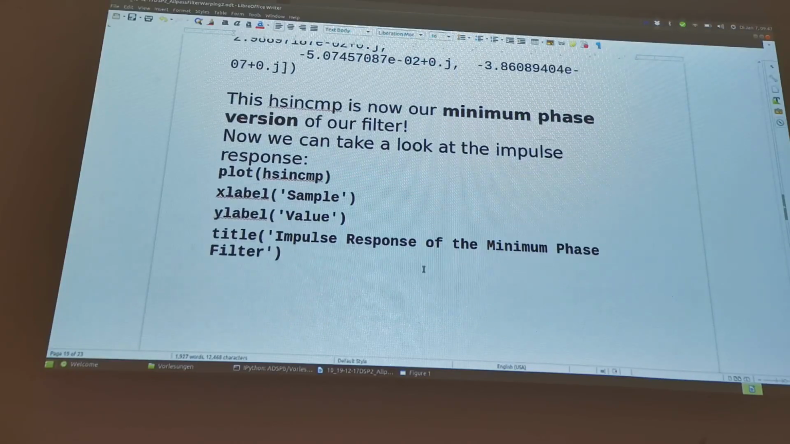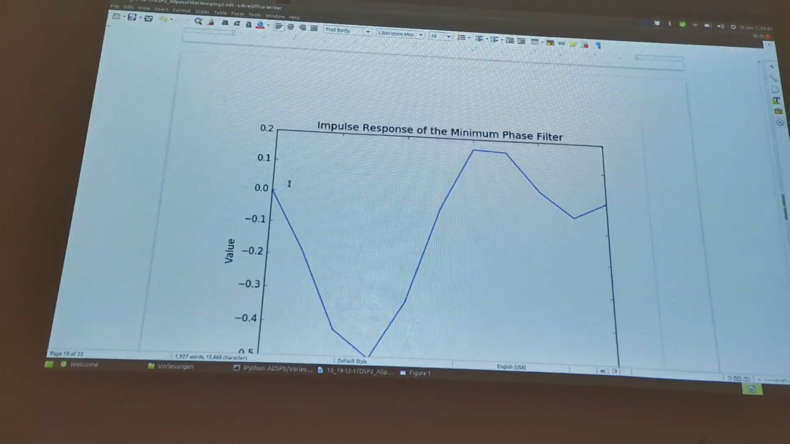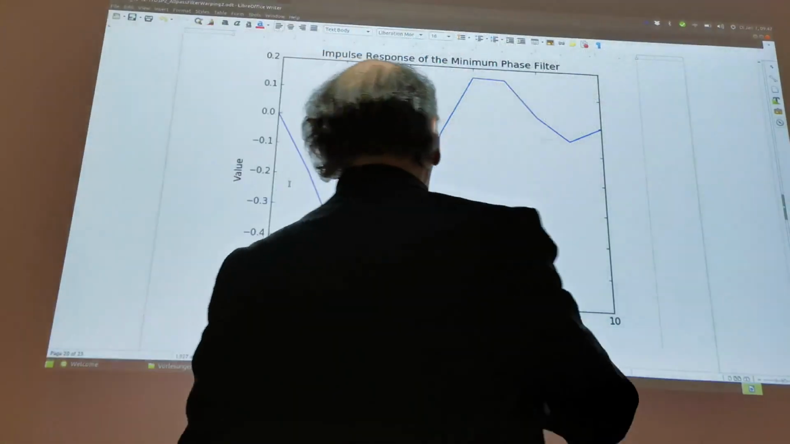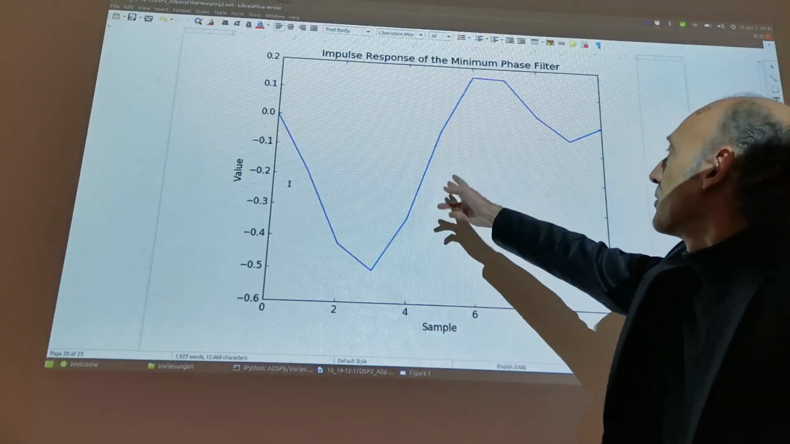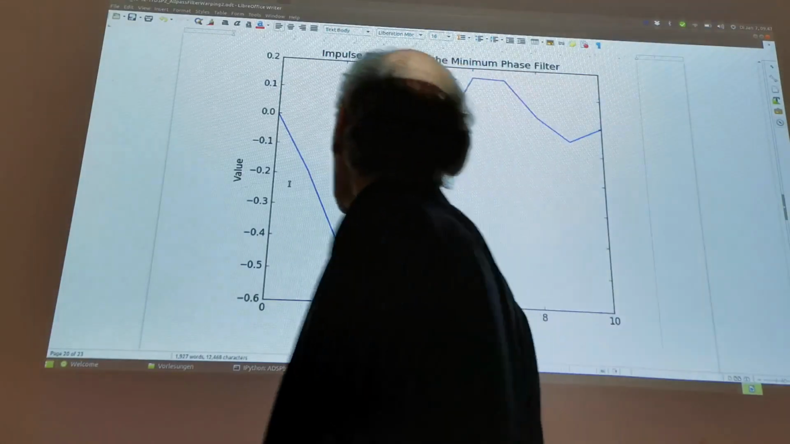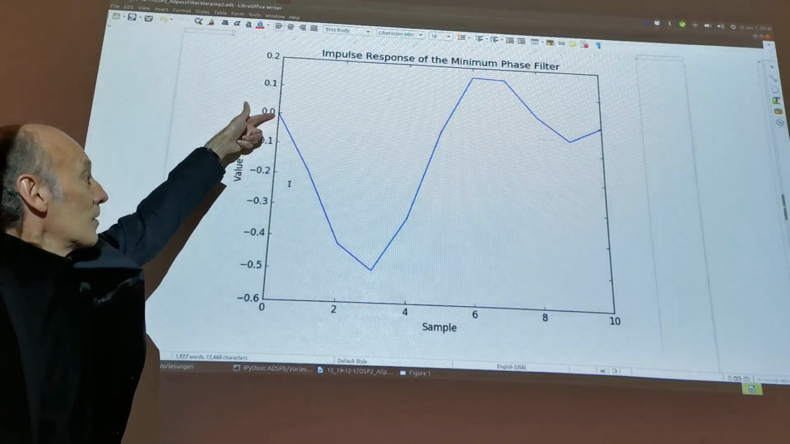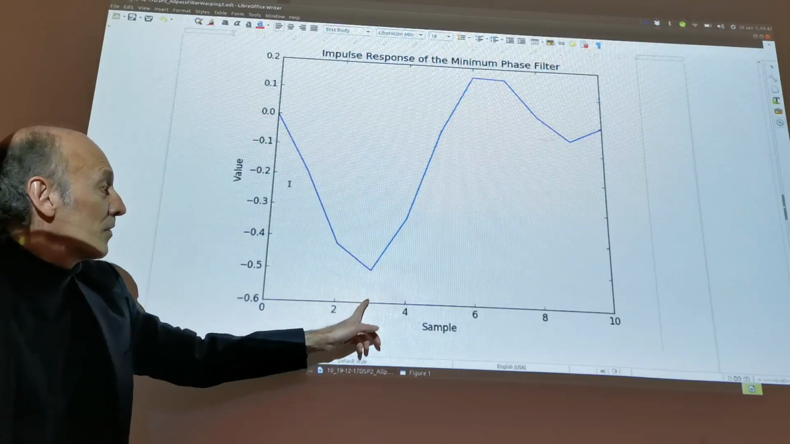So first, I plot the impulse response. Right. So here you can see it. H sinc minimum phase. And this is now the impulse response. You can see it looks quite different, right? It's no longer symmetric. The symmetry is gone. Remember, the symmetry was around 5, right? But no, there's no symmetry here. And it has the first peak. Remember here, the zeros is up here, right? So the first large entry is now at sample number 3.